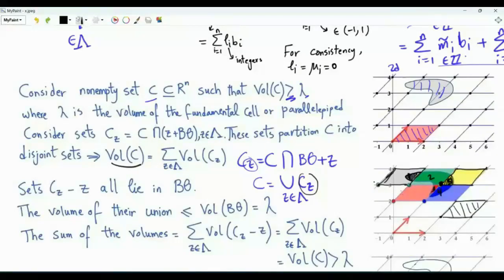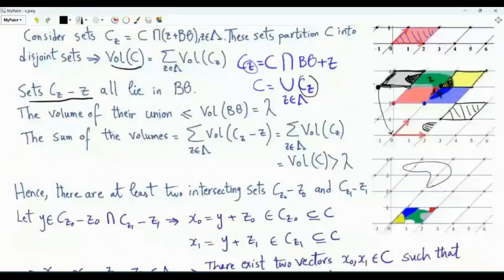Now take each CZ and translate it by minus Z. What does this mean? If I take this translated fundamental cell and it contains this part from set C, this is CZ, where Z is this point here. Now we subtract Z. Specifically, we translate this so that this point comes here to the origin. And so this part here will come here. And we will do this for every CZ. Sets CZ minus Z now are all moved to the fundamental cell, like this.